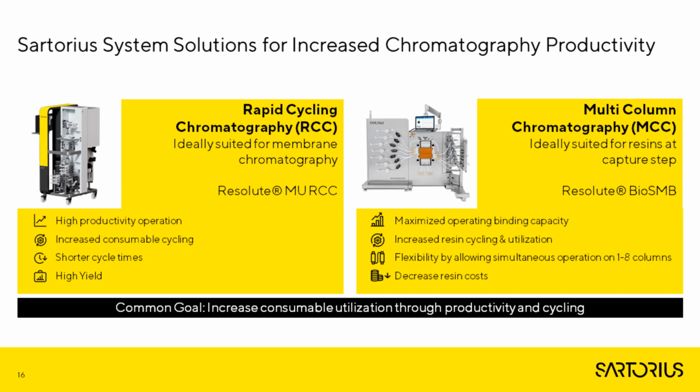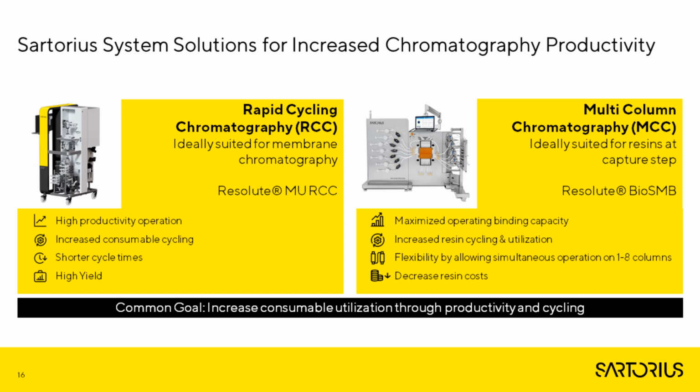As in comparison, again, our 2 systems which are supporting either rapid cycling or multi-column chromatography. On the left-hand side, you see the Chrome system for membrane chromatography, the Resolute RCC. It's a high productivity operation system. It supported increased consumable cycling and short cycle time combined with high yields due to the consumables.